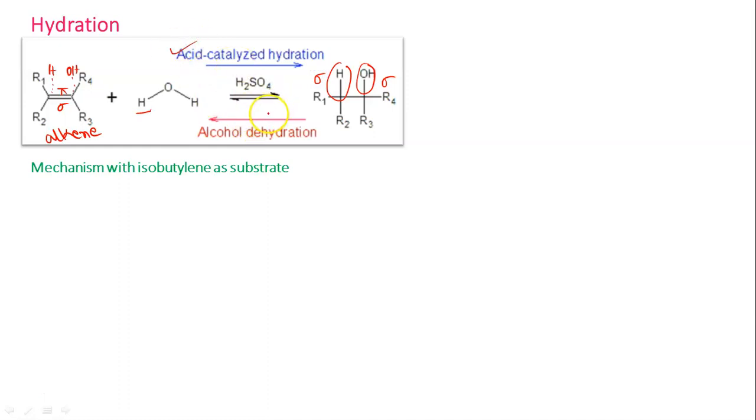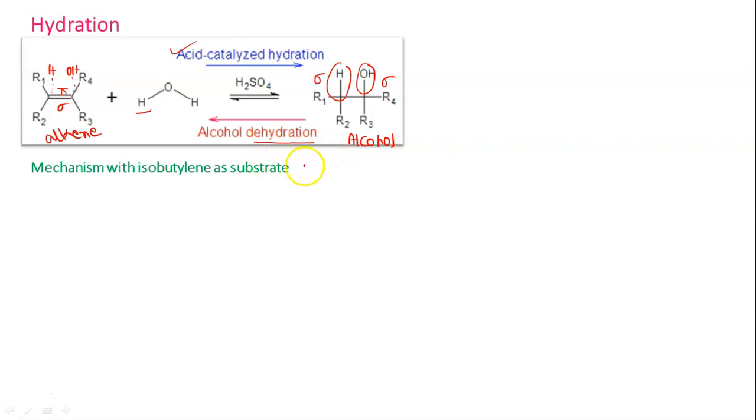Okay, so when we see the mechanism, you will understand why it is acid catalyzed, that is why acid is required. And this is the forward reaction, that is hydration. So obviously the backward reaction will be dehydration, and our product is alcohol. Okay, so it is the dehydration of alcohol if we consider the backward reaction, that is the reverse reaction.